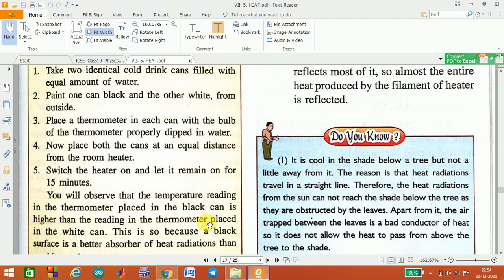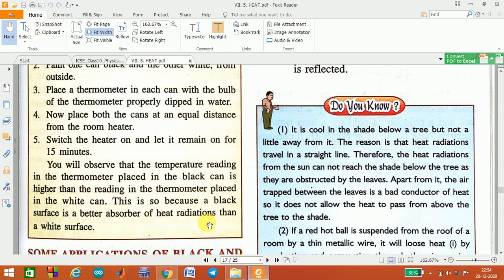Then you will observe that the temperature reading of the thermometer placed inside the black can is higher than the reading of the thermometer placed inside the white can. So this proves that black color absorbs more heat and becomes hotter.